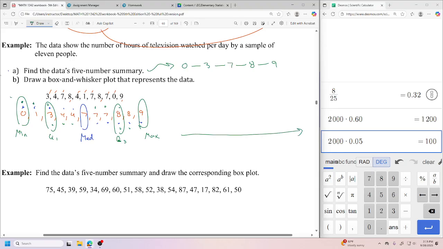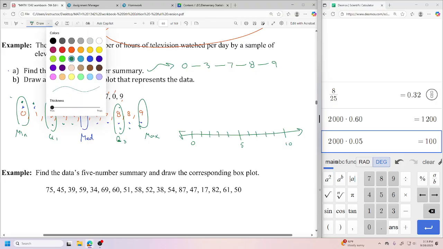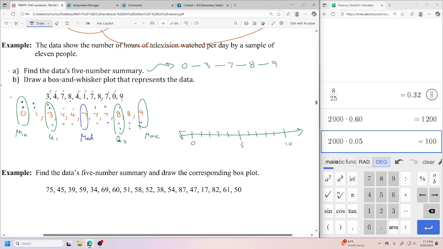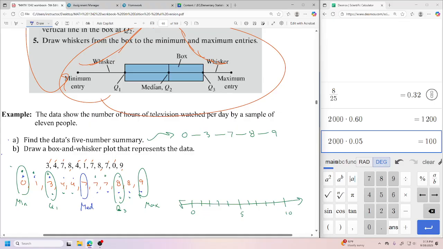I say, let's start with a number line. And I'm going to start here at 0. 1, 2, 3, 4. This will be 5. 6, 7, 8, 9, and this is 10. And so I got a number line, kind of like in another math class. Should I say the A word? Algebra. Kind of like algebra with a number line, okay? What we're going to do is basically draw this box and whiskers little picture on top of this. And so my minimum is a 0.